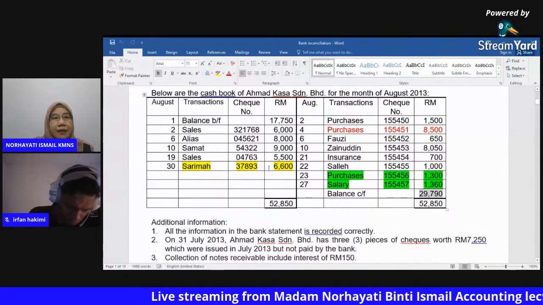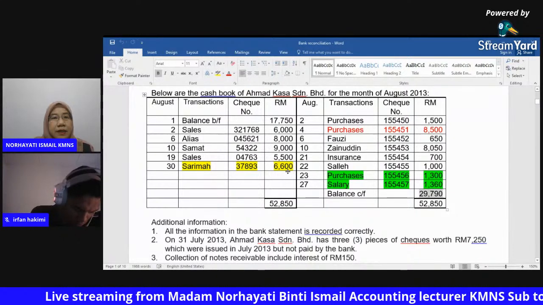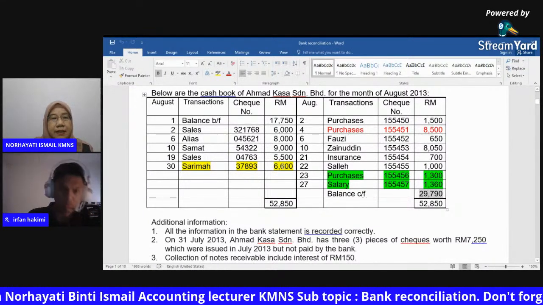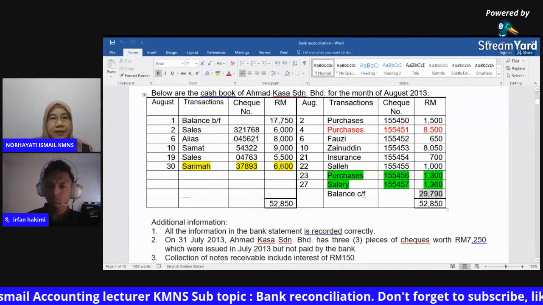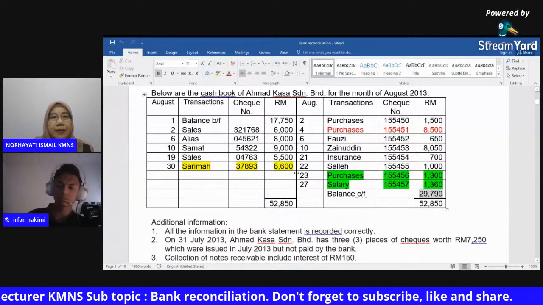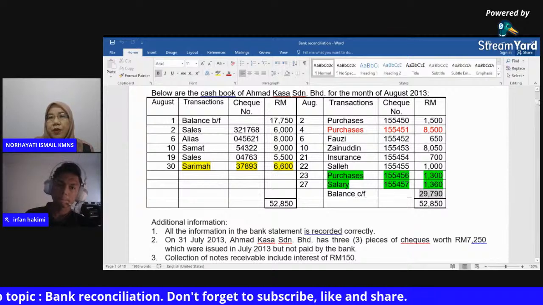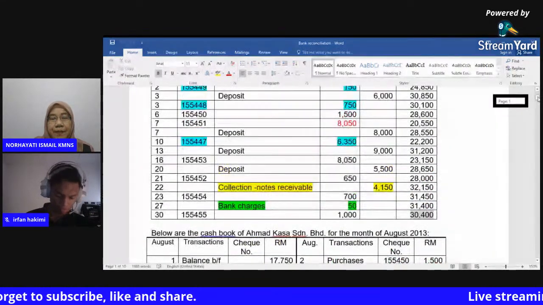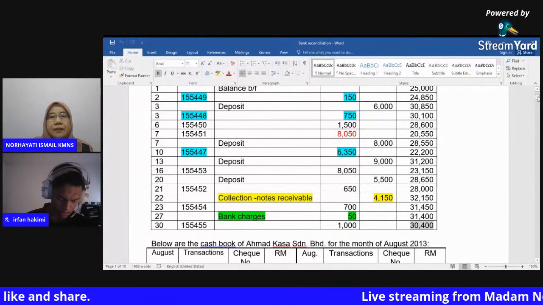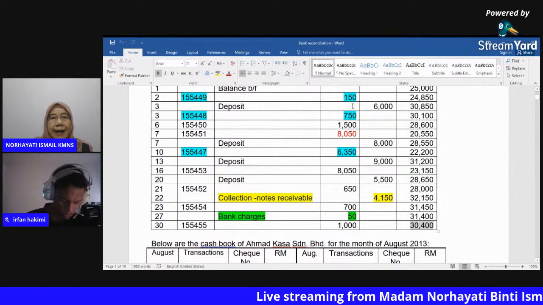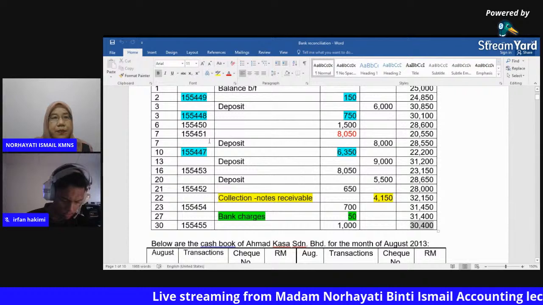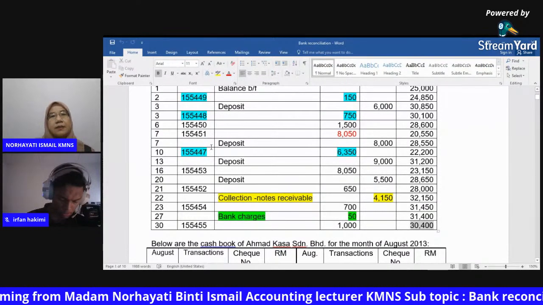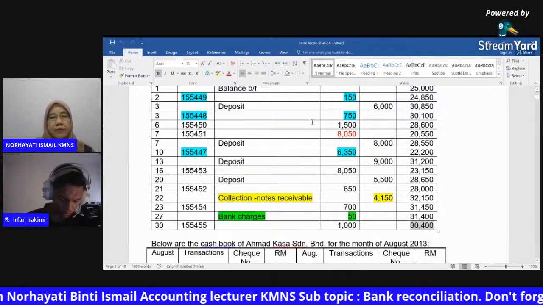And for the debit side, it means that in the cash book, we have recorded this item 6,600, but not recorded in the bank statement. So this one represents deposit in transit. And we look at the bank statement. You must know how to compare between cash book and bank statement. So these 3 pieces of check have been recorded in the previous month, for the month of July.